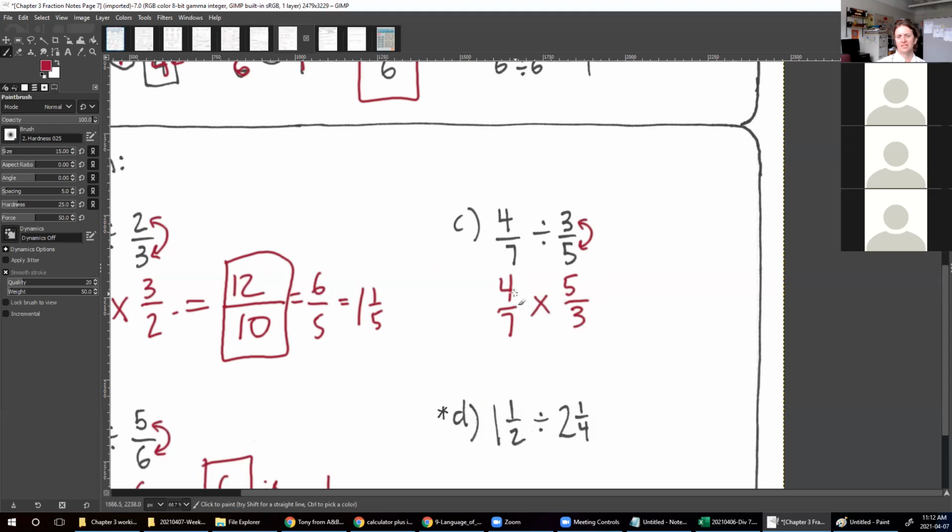We have a multiplication, so let's multiply the tops. 4 times 5 is going to be 20. And on the bottoms, we multiply 7 times 3, which is 21. And there we go. And it is simplified.